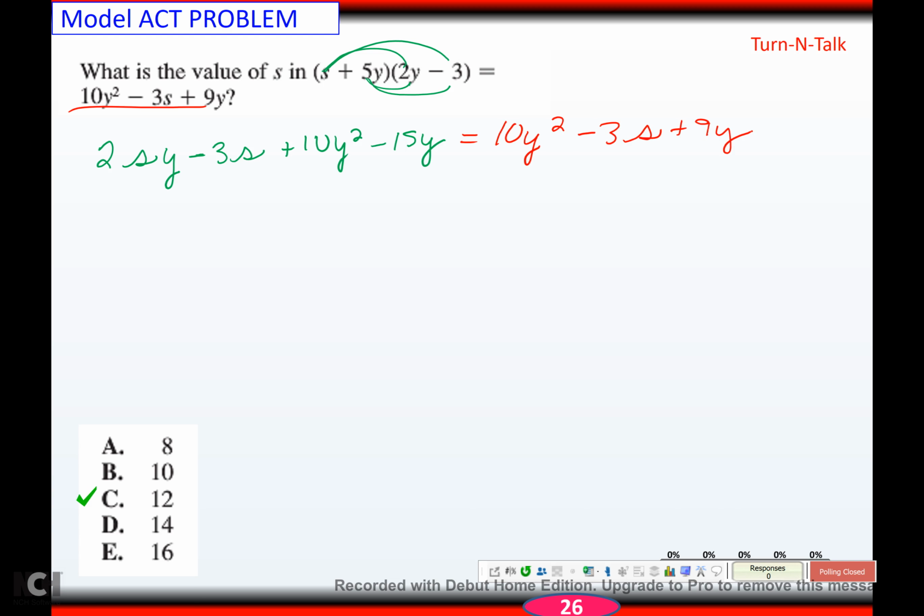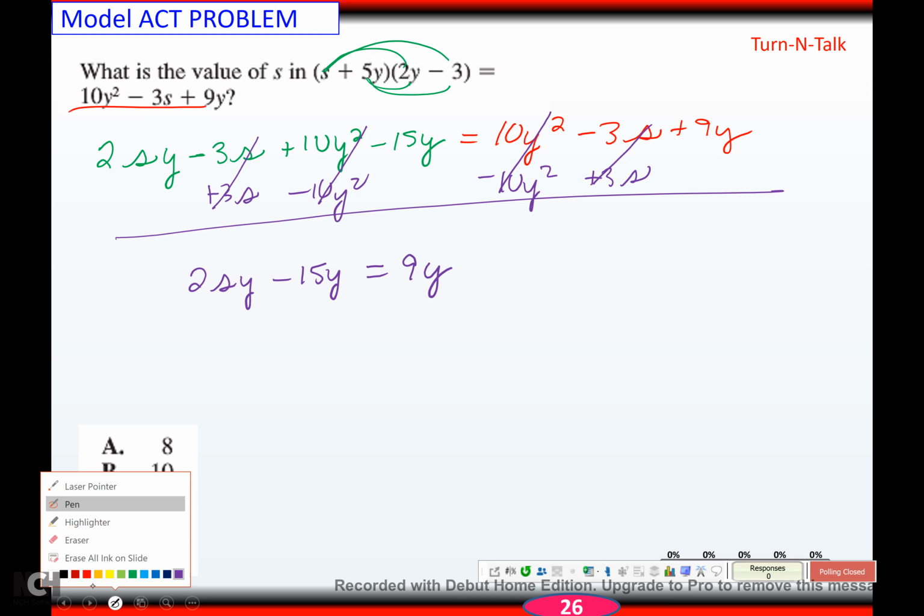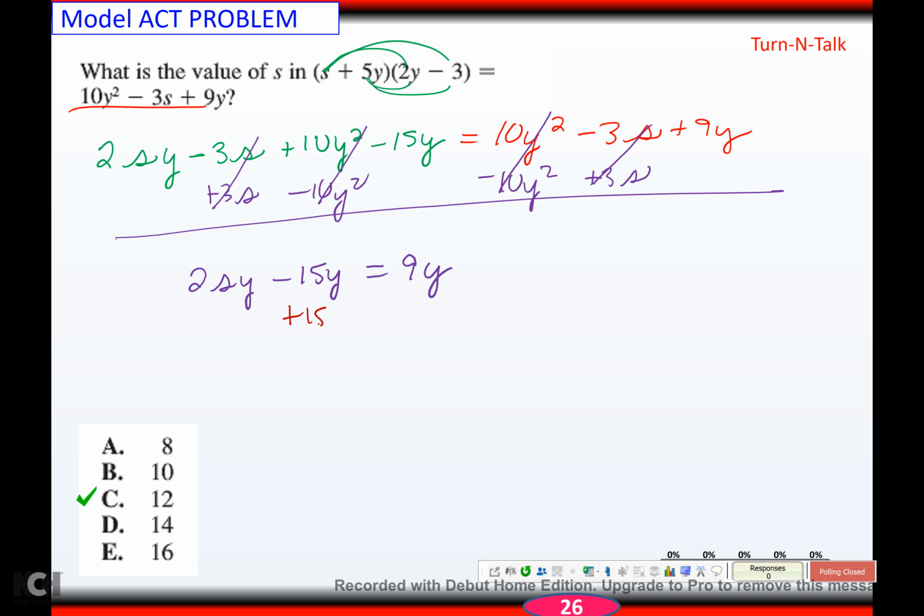Well, they want me to figure out what s is. So I'm going to get everything on one side. So I'm going to minus 10y squared, minus 10y squared. That will kill that. I'm going to add 3s, I'm going to add 3s. That will kill that. Now I'm trying to get s alone. So let's see what I got so far. I've got 2sy minus 15y equals 9y. Okay, so I got rid of everything I could. Now I need to get s alone. So I'm going to move the 15y over.